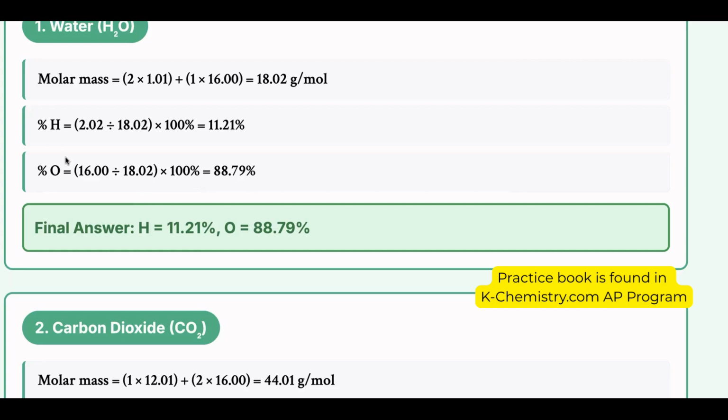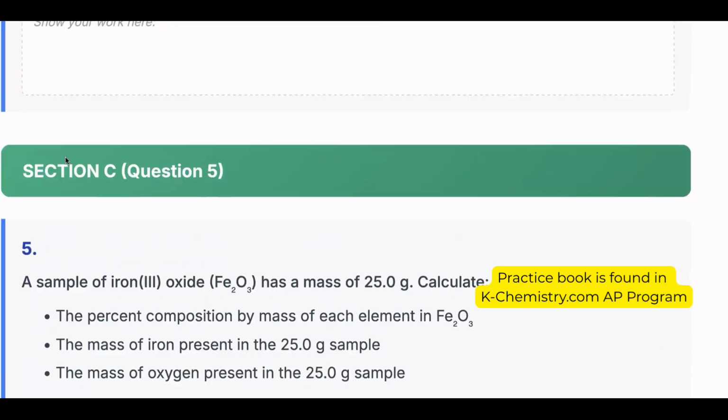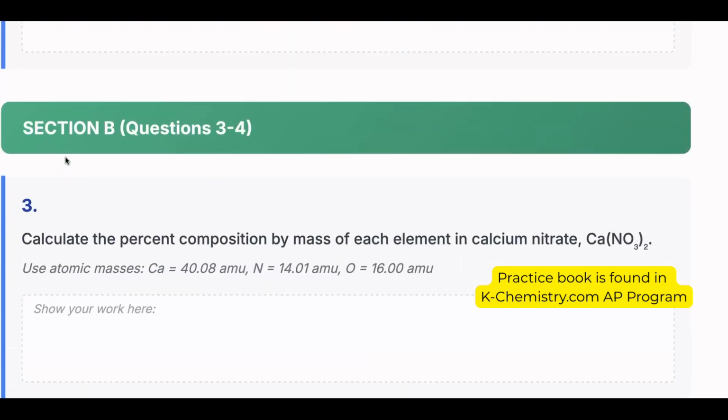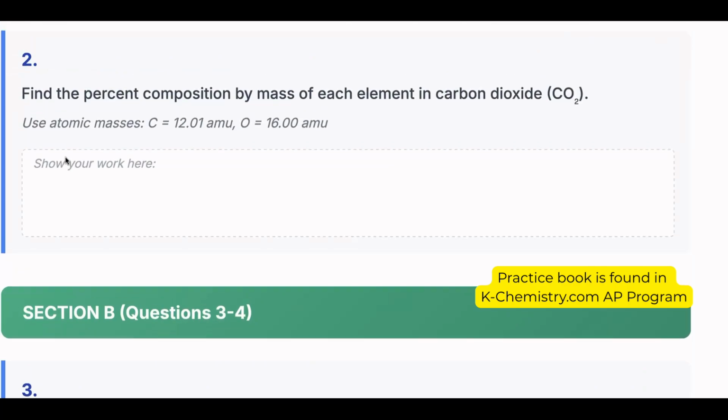The second question is about carbon dioxide. Remember that you will find the answers also step by step here in our practice book. Find the percentage composition by mass of each element in carbon dioxide. Nothing changed, it is the same. First, find the total mass. Total mass is 12.01, that's because it is one carbon. Add this to 2 atoms of oxygen, every one of them is 16. So the total is 32.